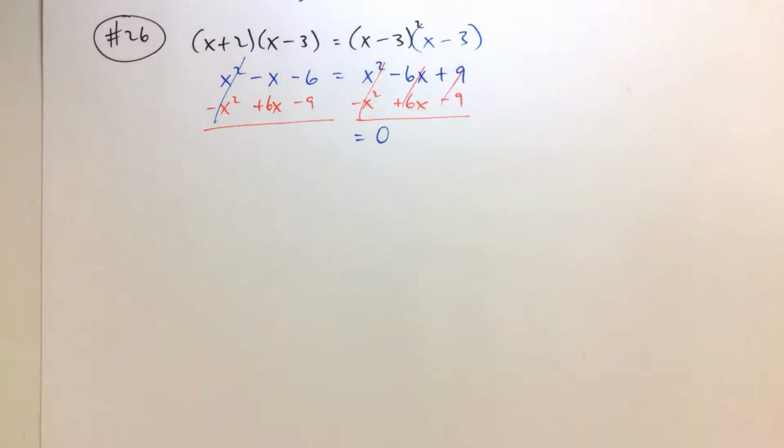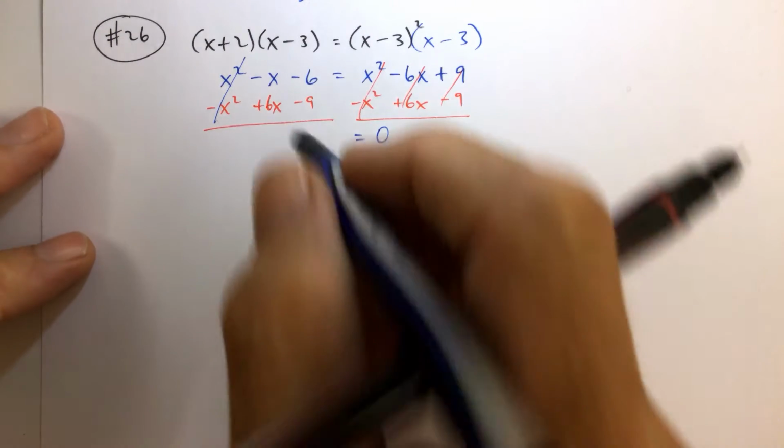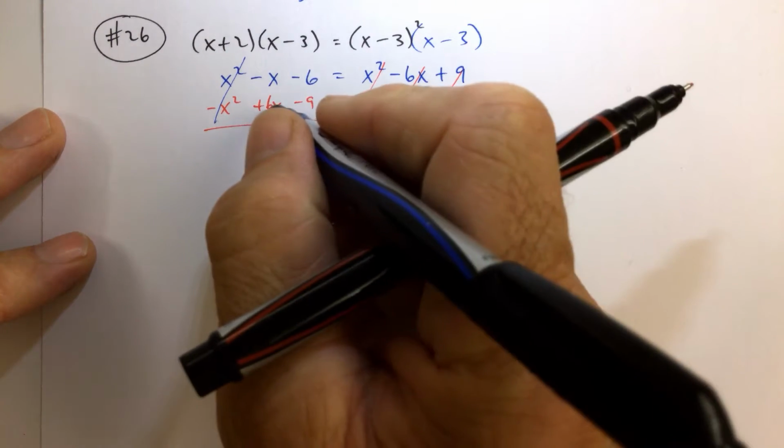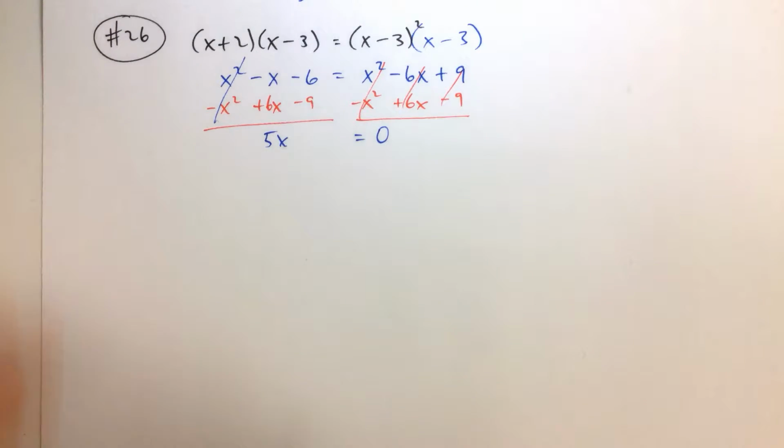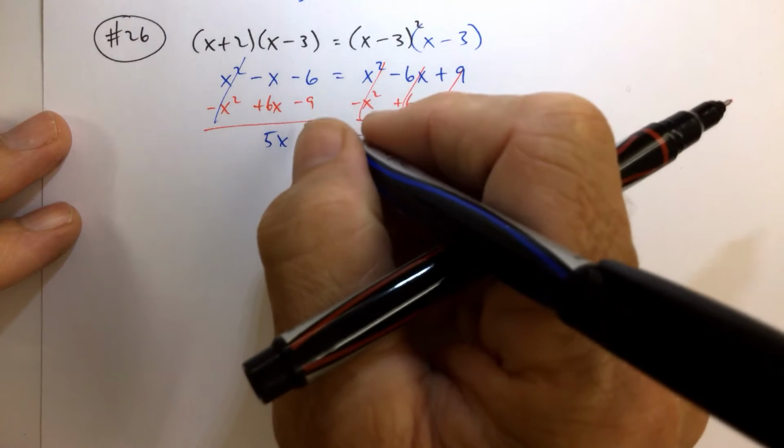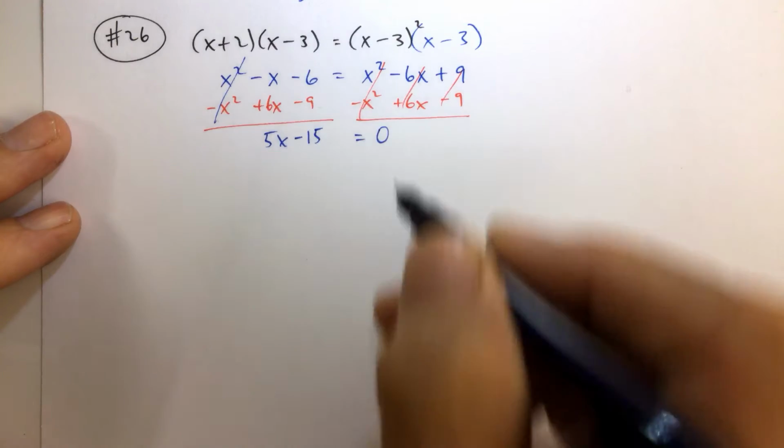So we got lucky here. The x squared's canceled out. So we only have linear terms left. So we have 6x minus x, that's 5x. Or I should say we only have a linear equation now. We don't have a quadratic equation anymore. Negative 6 minus 9 is negative 15.